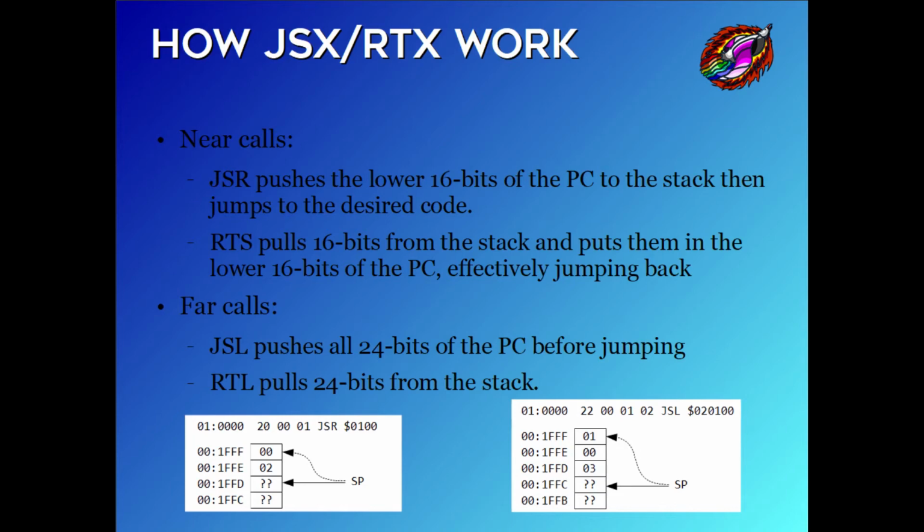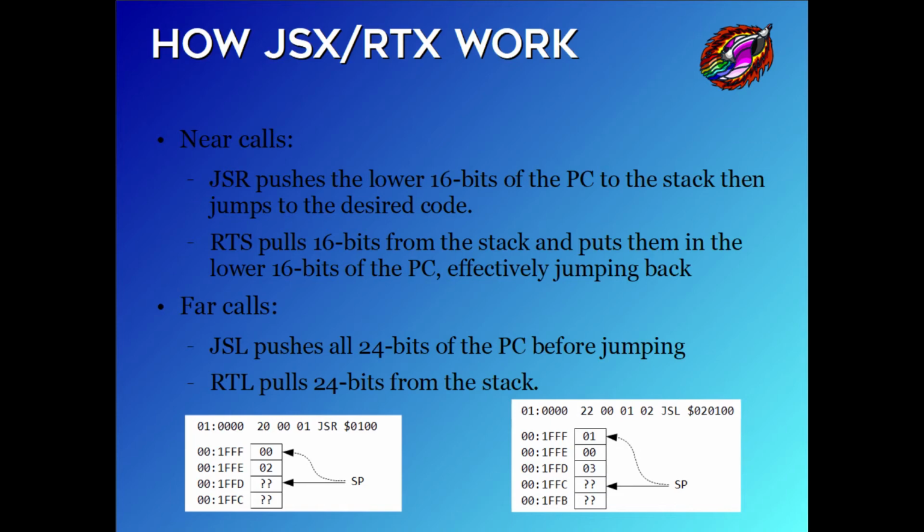When JSR is executed, it takes the current program counter and pushes it to the stack to be retrieved later. Because it is a near subroutine that's being called, only the lower 16 bits of the program counter are pushed to the stack. So you can see an example here on the lower left. There we have a JSR instruction at 010000 calling out to a subroutine at 010100. The program counter value of 0002 is pushed to the stack. The reason for this is that at the time JSR is executed, the program counter is pointing to the last byte of the JSR instruction.